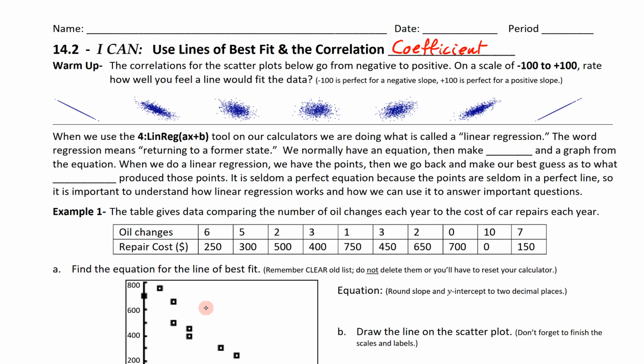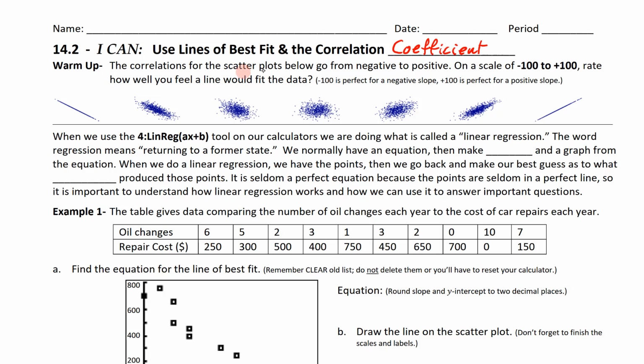All right, we're going to keep going with our study in Unit 14. We're going to talk about something called the correlation coefficient. So the I can statement for 14.2 is I can use lines of best fit and the correlation coefficient. We'll talk about what the correlation coefficient is in just a second. We've got a warm-up right here.